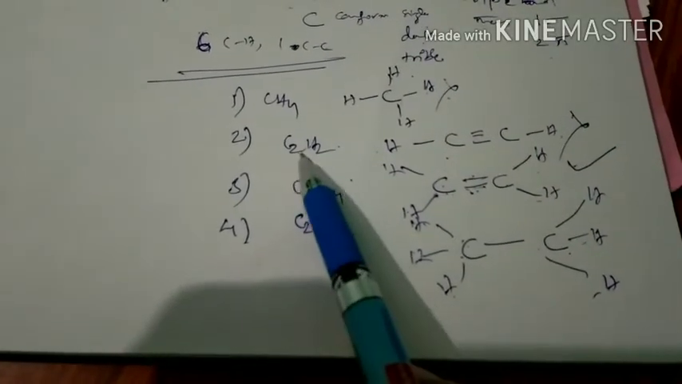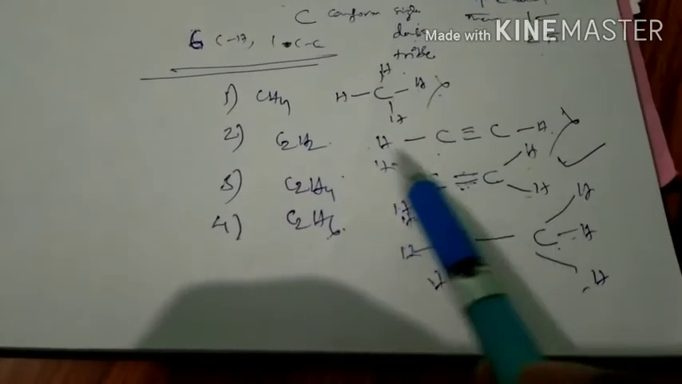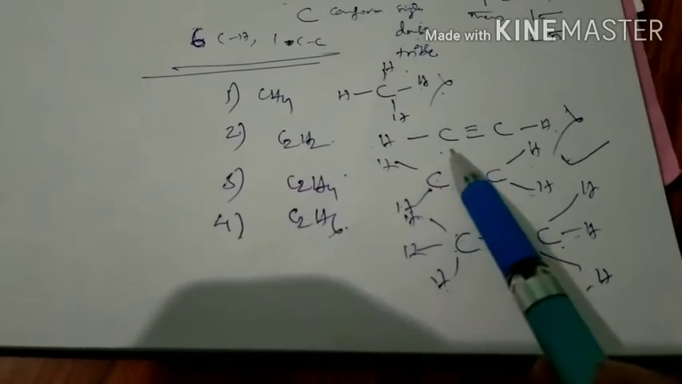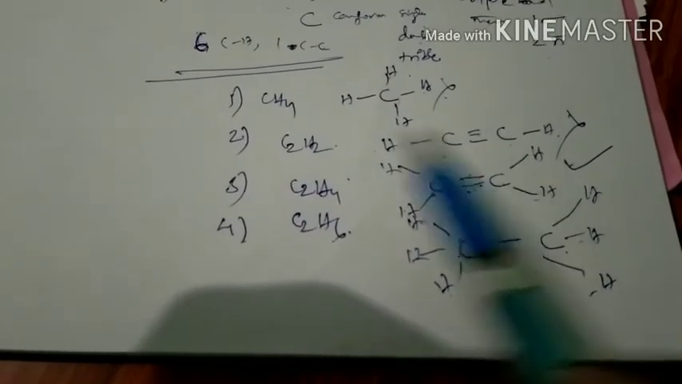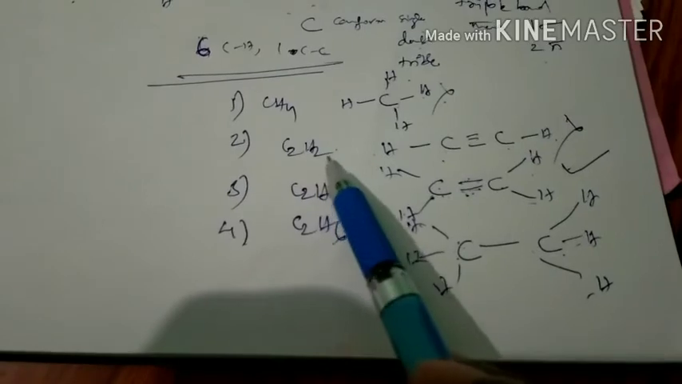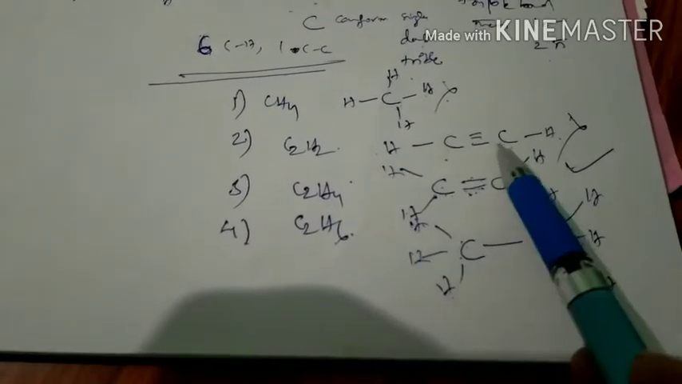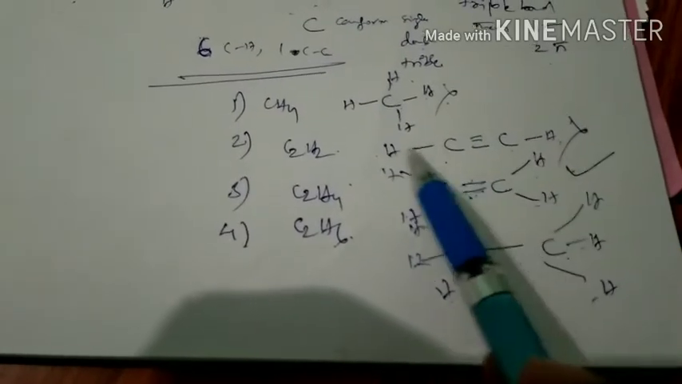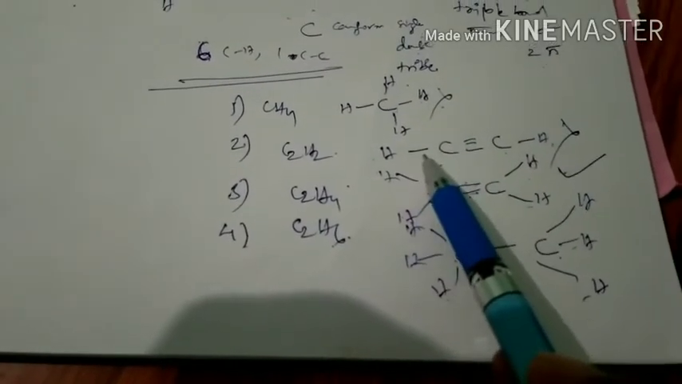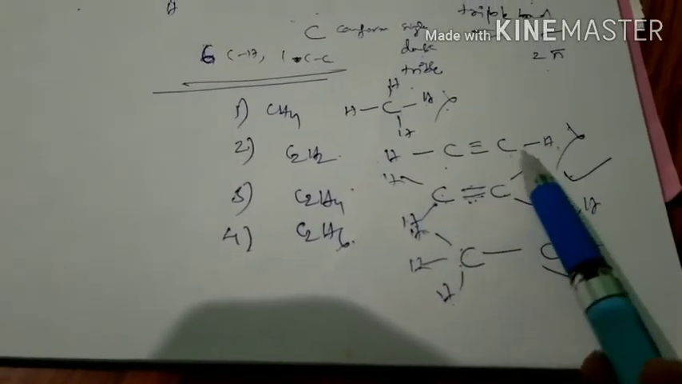Next one, C2H2. First we have to write what structure? C. Then how many hydrogens? 2. So split it equally. That means for this carbon one hydrogen, for this carbon one hydrogen. That means hydrogen every time forms only one bond. Here also only one bond.